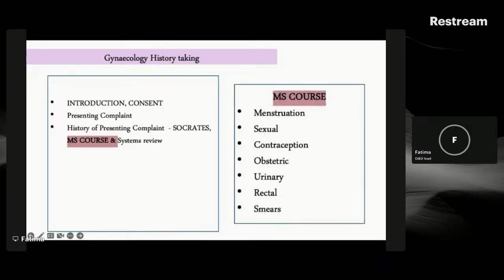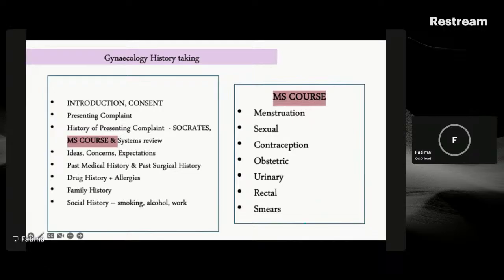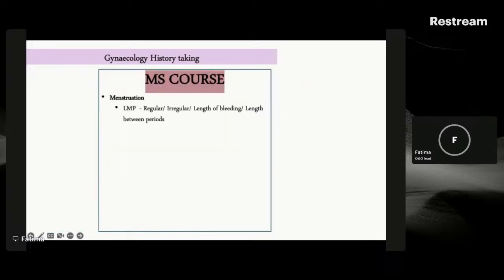MISCOS stands for menstruation, sexual history, contraceptives, obstetric history, any urinary issues, rectal issues, and any previous smears that they've had in the past. Then ideas, concerns, expectations, past medical and surgical history, drug history, allergies, family history, social history as well.